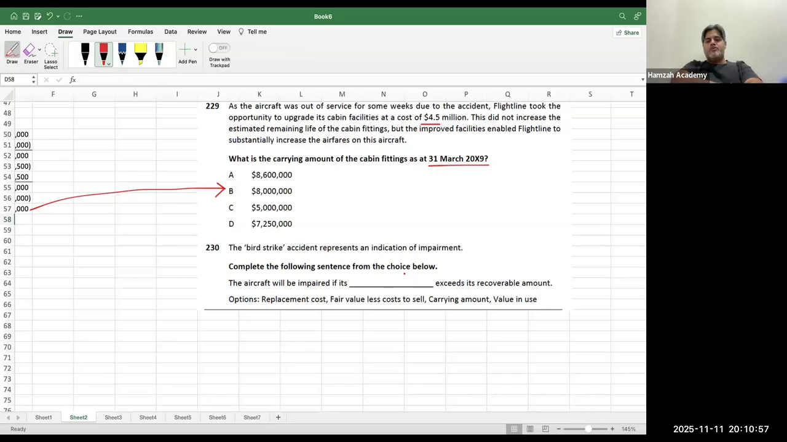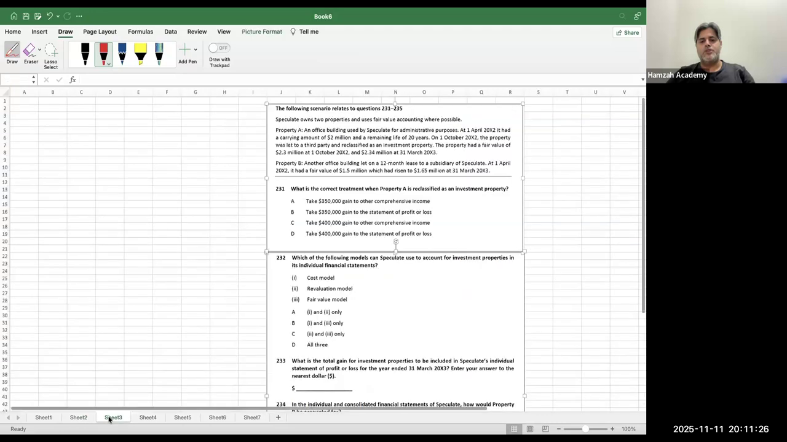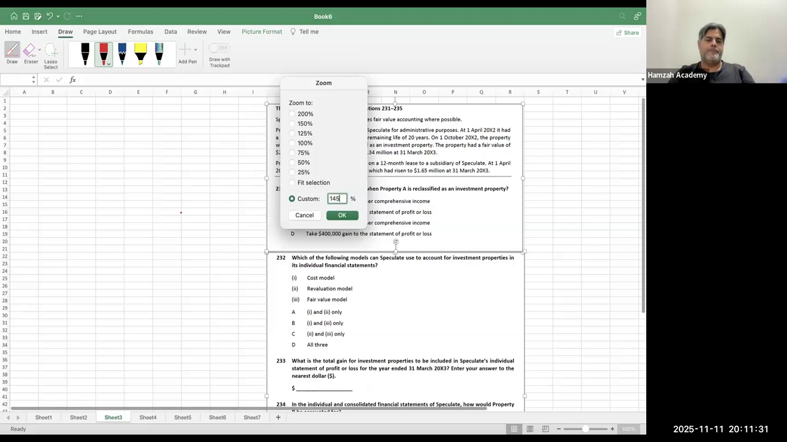Then, the bird strike accident represents an indication of impairment. Complete the following sentence from the choice below. The aircraft will be impaired if its dash exceeds the recoverable amount. If its carrying value exceeds its recoverable amount over here. So carrying amount is basically going to be the correct answer over here, right? Okay. Now let's just go to the next question, and this is from the next scenario.